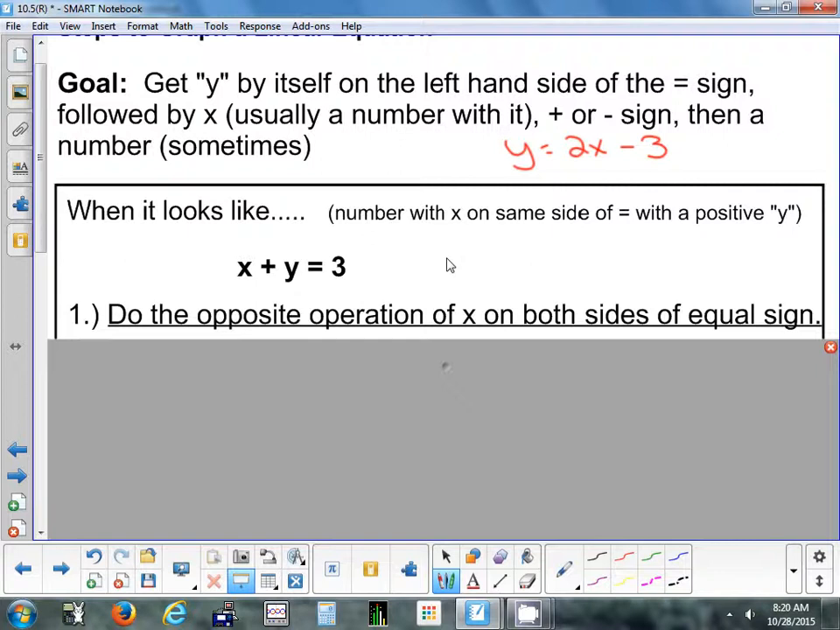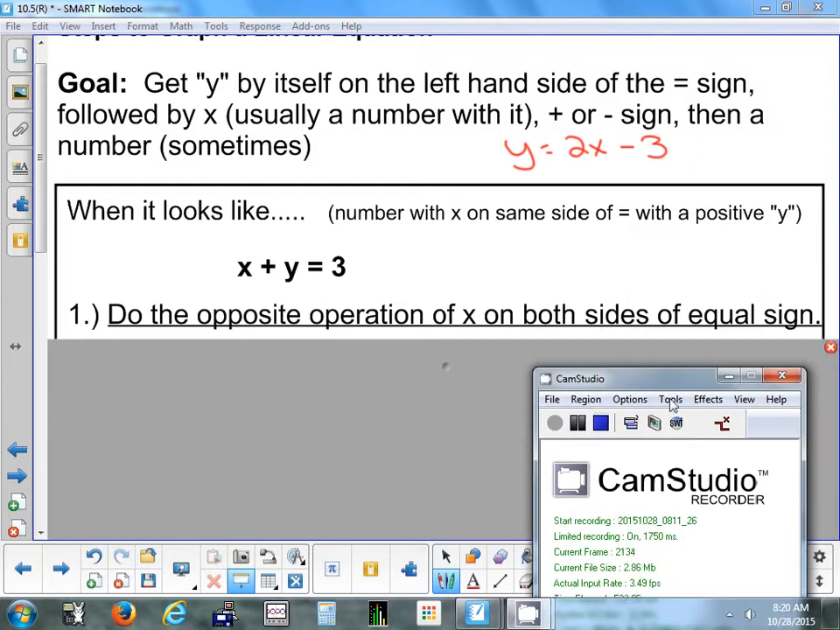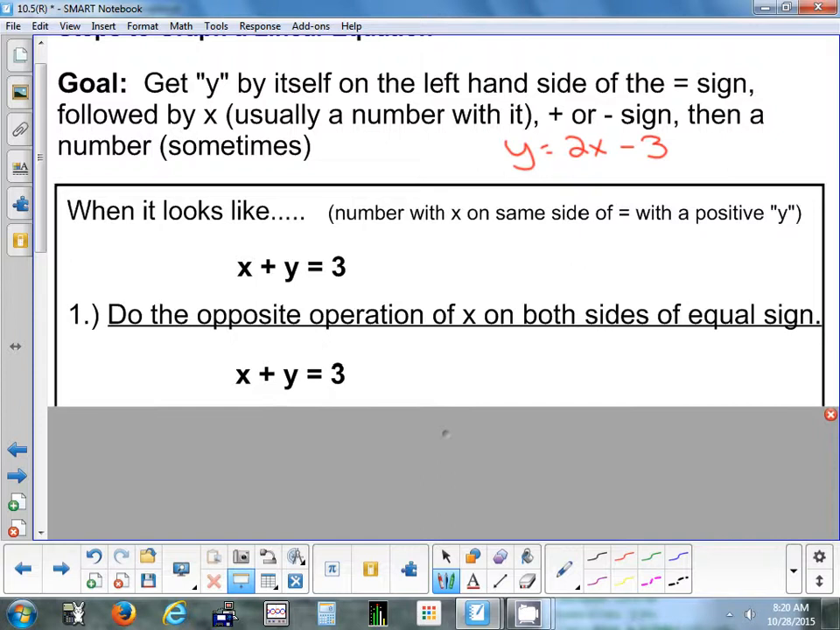So whatever sign is with that x, I'm going to do just like we did when we were solving equations. I'm going to do the opposite of that on both sides. That way I'm going to cancel it out on one side, and I'm going to show you how to write it out on the other. All right? So below where you write that step, you're going to write that equation out again. Because now you're going to have an example with the actual steps and how to do it. Okay? So it says do the opposite operation of x on both sides of the equal sign.